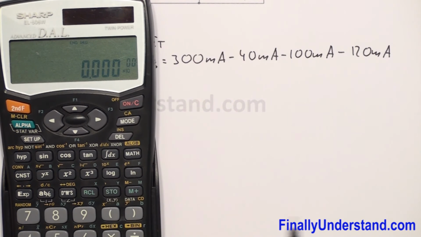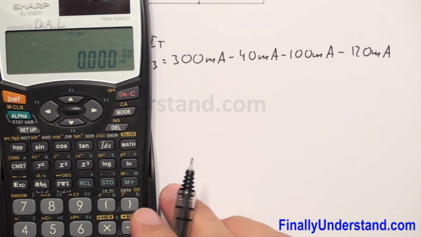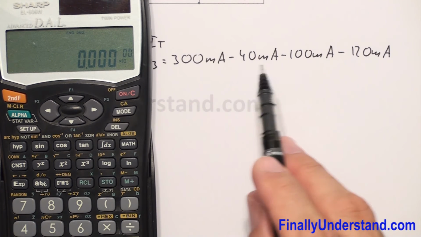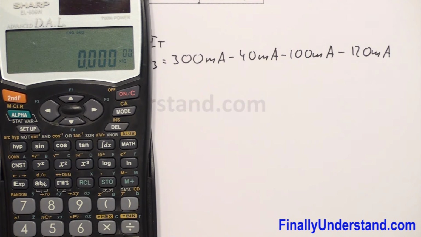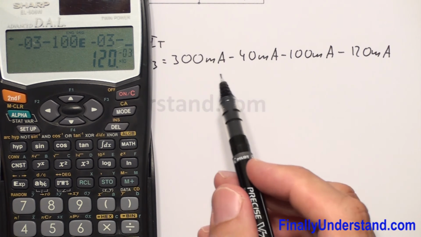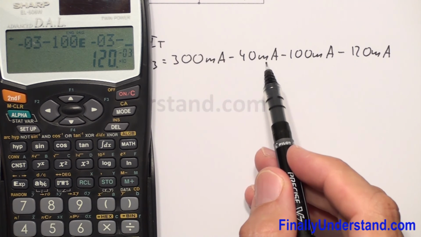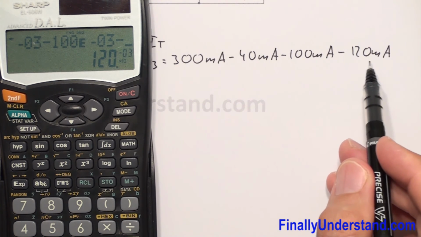Okay, the steps, how these values are supposed to be entered into the calculator. So I have 300 exponent negative 3, minus 40 exponent negative 3, minus 100 exponent negative 3, minus 120 exponent negative 3. Okay, in other words, 300 milli minus 40 milli minus 100 milli minus 120 milli.